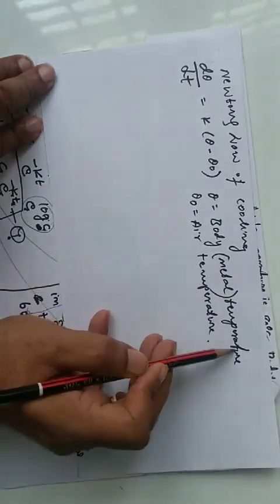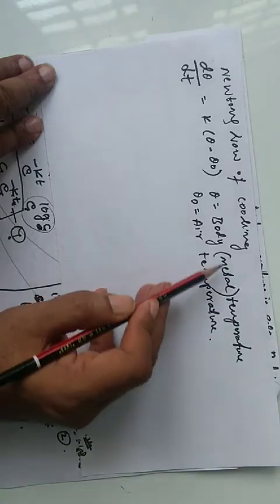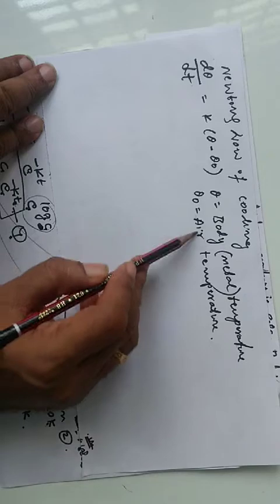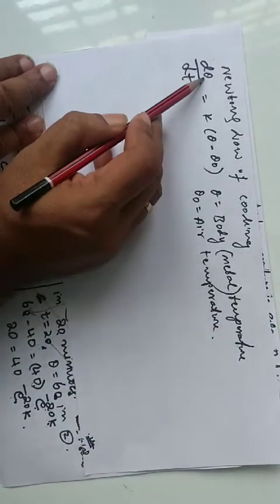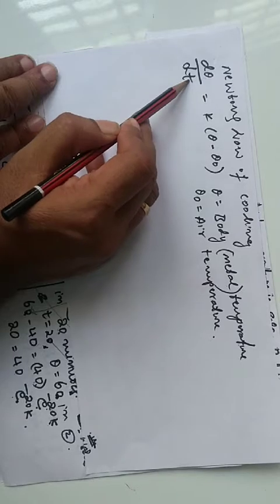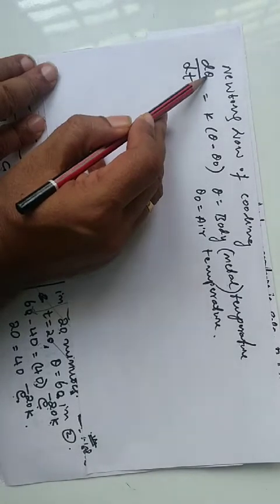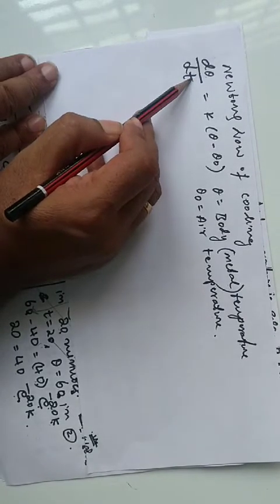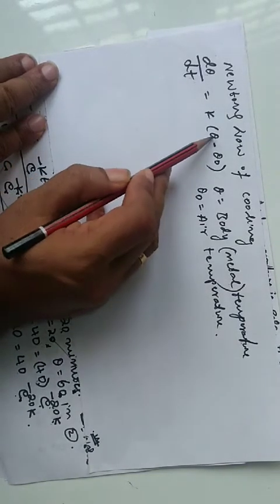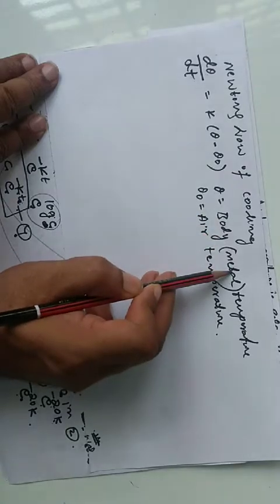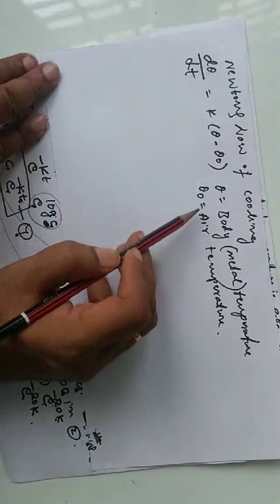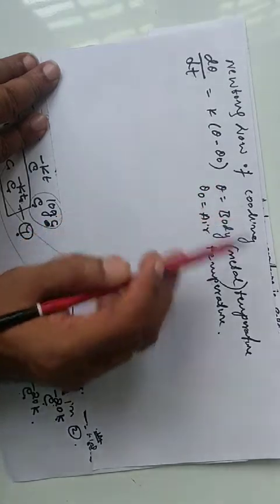Theta is body temperature. That means when the metal is heated, whatever temperature that metal attains, that is theta. Theta naught is air temperature. So d theta by dt means how the metal temperature is changing with respect to time, which is equal to some constant k into theta, the metal temperature, minus theta naught, the air temperature. This is Newton's law of cooling.